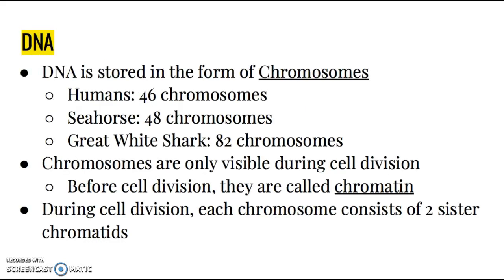So here's a little bit on DNA. DNA we're going to cover more in the genetics and DNA units, which are to come. But here's a brief lowdown that you'll need in order to understand the cell cycle. Now, DNA is stored in the form of chromosomes. They're basically like bundles of DNA that look like the shape of an X. So humans have 46 chromosomes. Seahorses have 48, and the great white shark is 82.